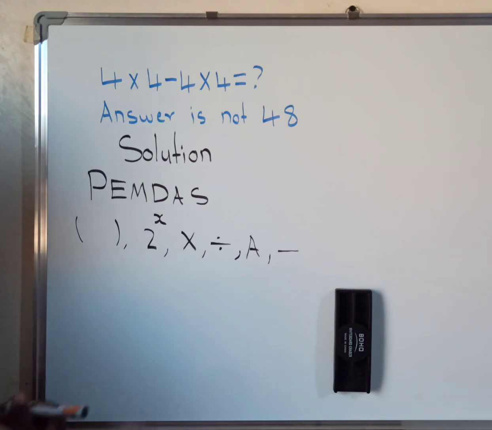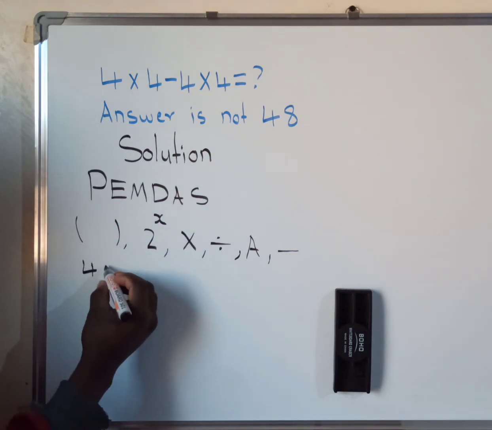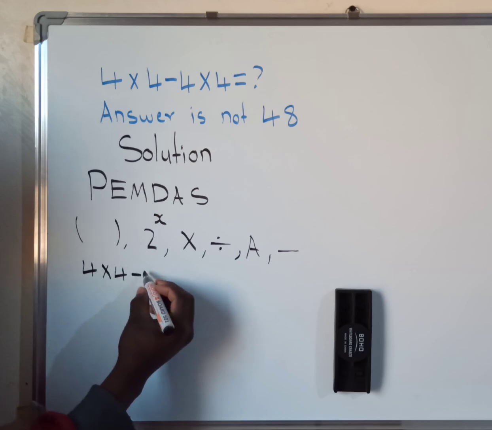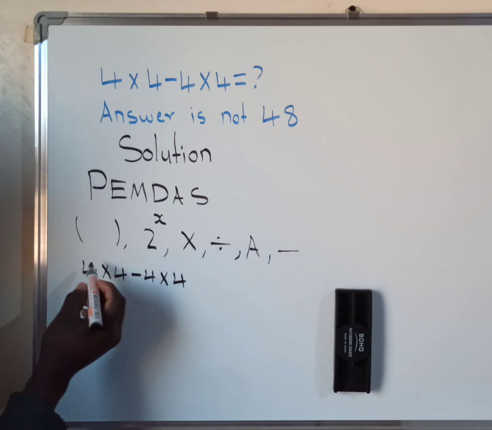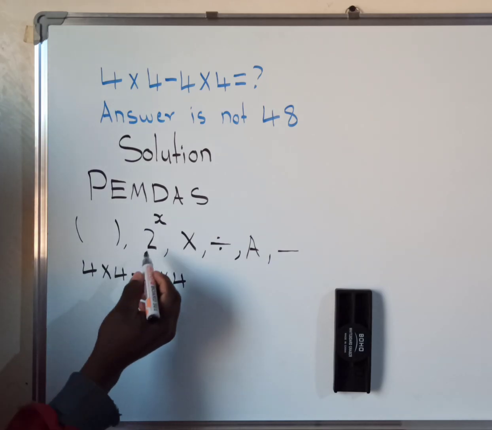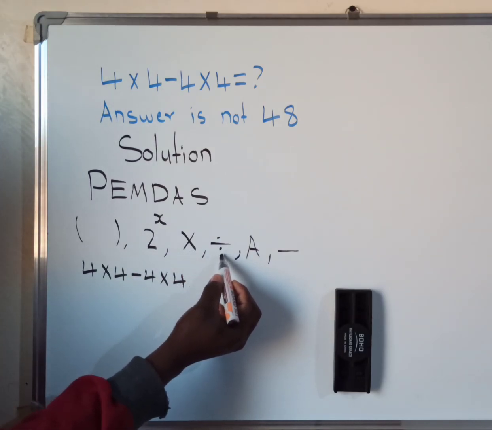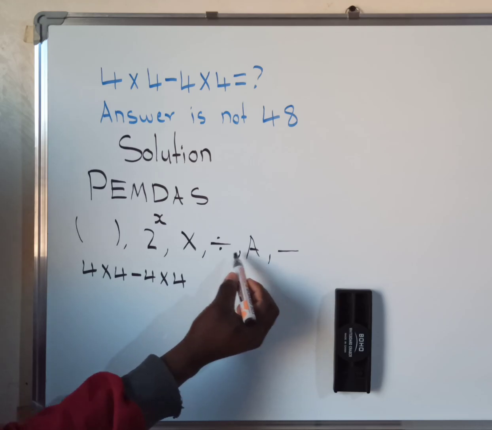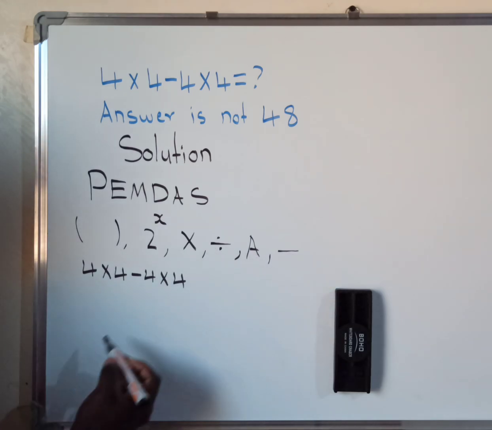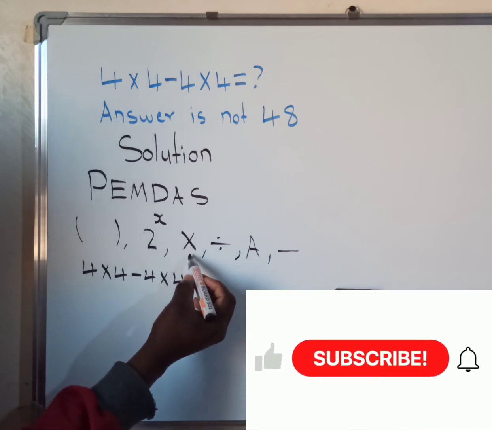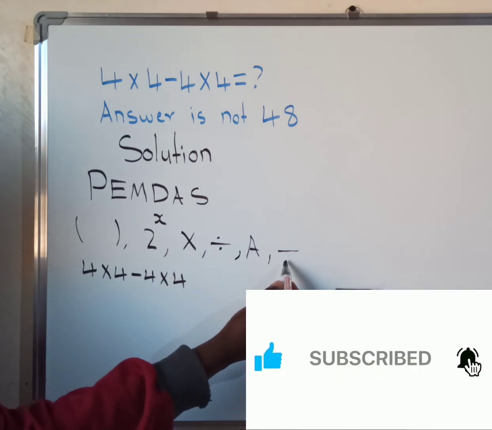So what we're going to do next is to apply this rule. Let's write what we have up there. We have 4 times 4 minus 4 times 4. So let's follow this rule. Do we have brackets? We don't have brackets. Do we have exponent? We don't have exponent. Do we have multiplication? Yes. Do we have division? No. Do we have addition? No. Do we have subtraction? Yes. But what came first between multiplication and subtraction? It is multiplication that is first, then followed by subtraction.